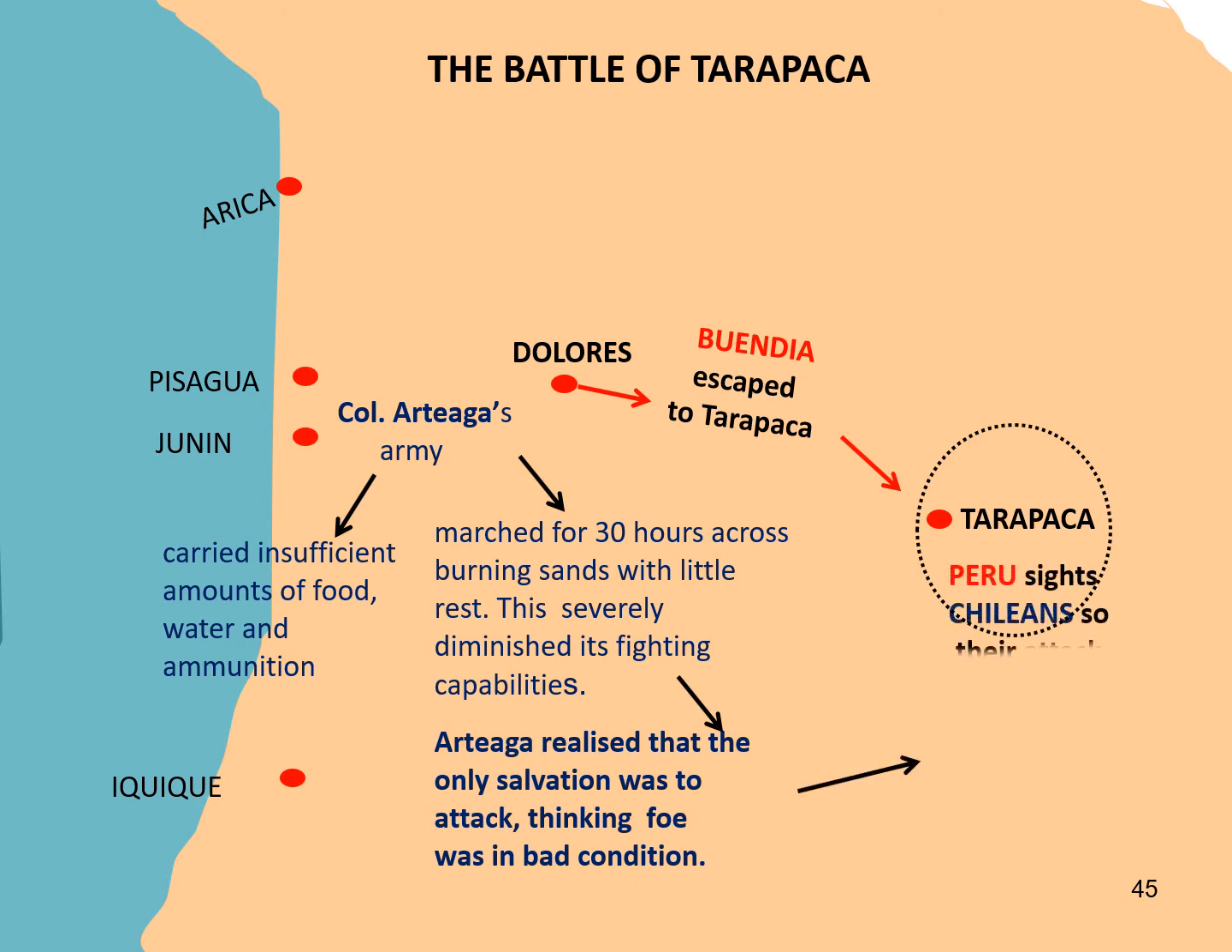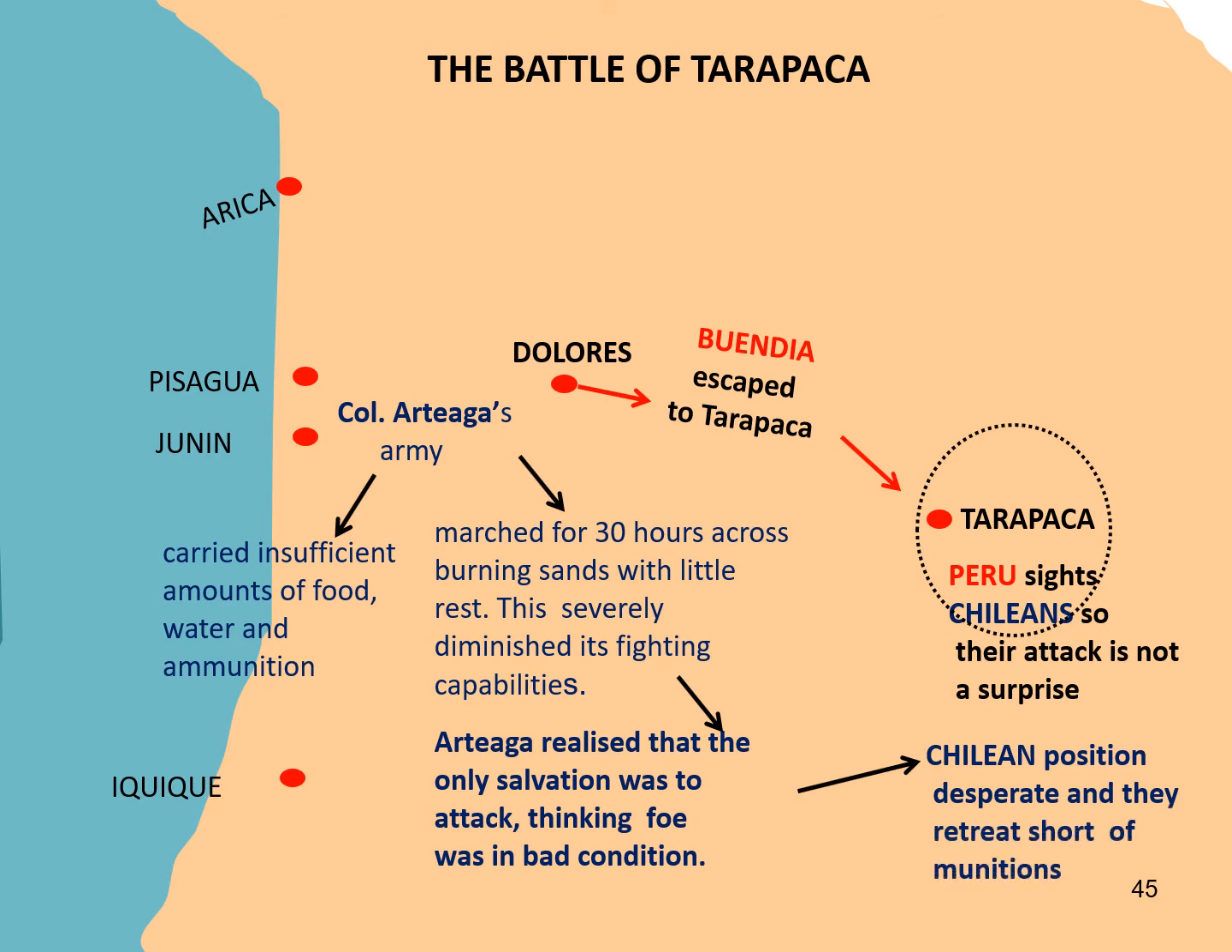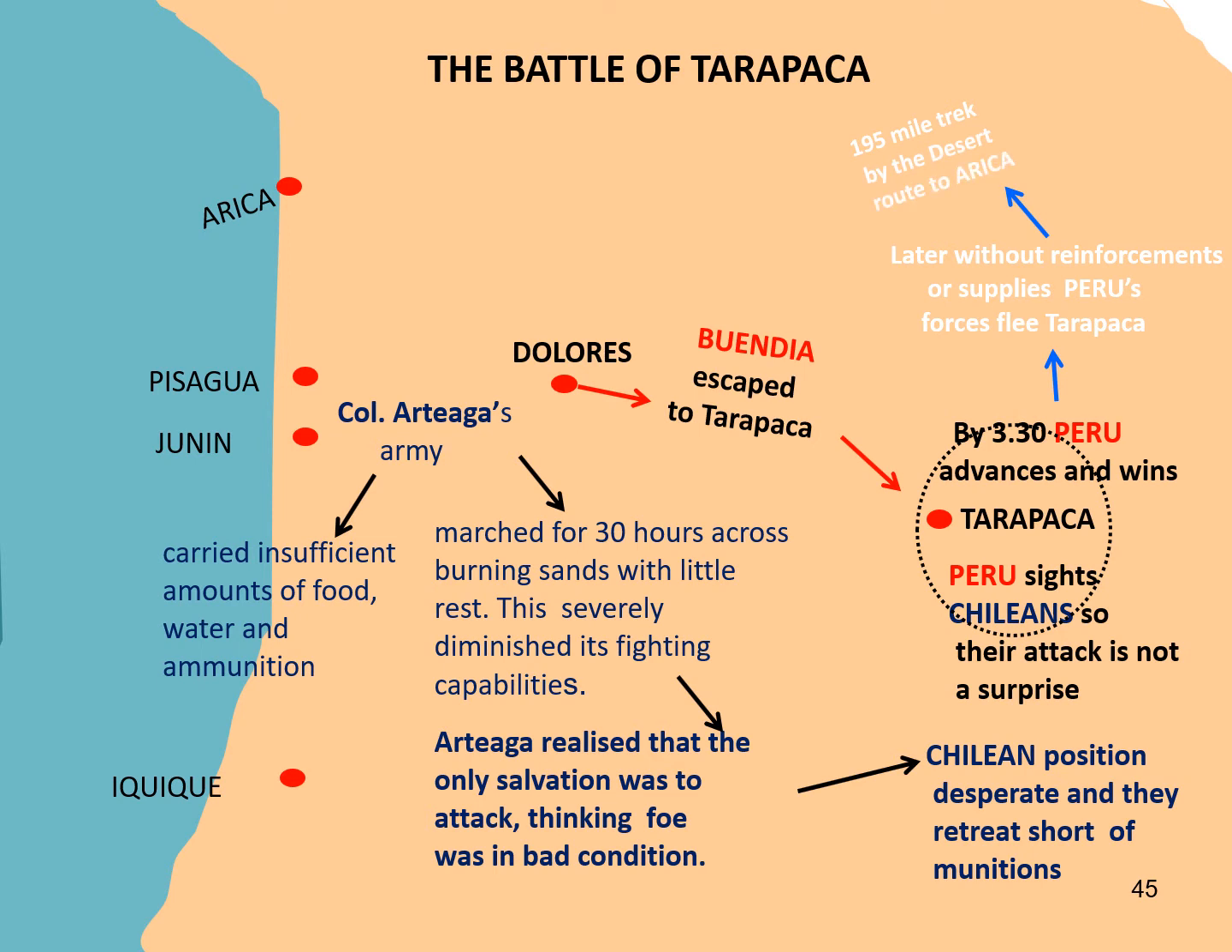The Peruvian forces sight the Chileans, so their attack is not a surprise. The Chilean position becomes desperate, and they retreat short of munition. By 3:30 in the afternoon, Peru advances and wins. But the victory doesn't last long. Because later, without reinforcements or supplies, Peru's forces are forced to flee Tarapacá. It is a 195-mile trek by the desert route back to Arica.